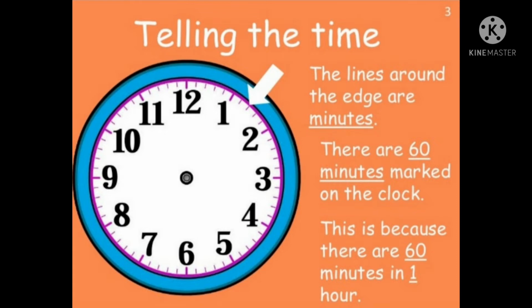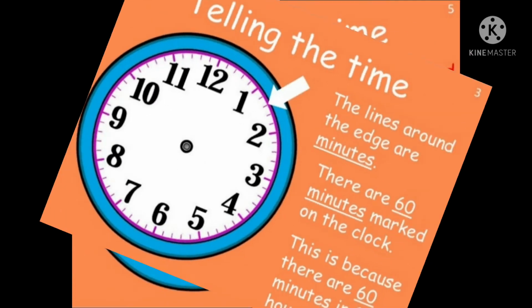That means from the numbers 1 to 12, there will be a 5 minute difference in all. There will be a 5 minute gap. So in total there will be 60 minutes. When the clock makes one round, it makes 1 hour. That means 60 minutes in 1 hour.